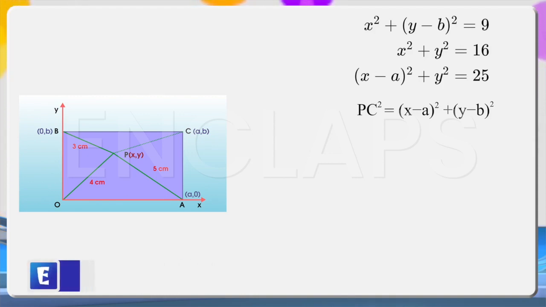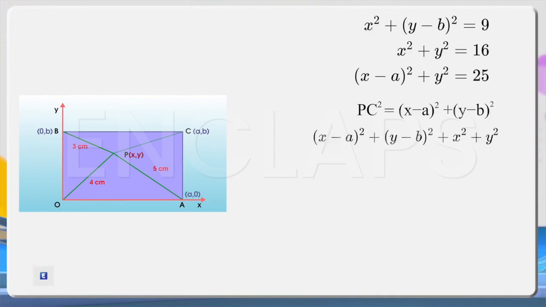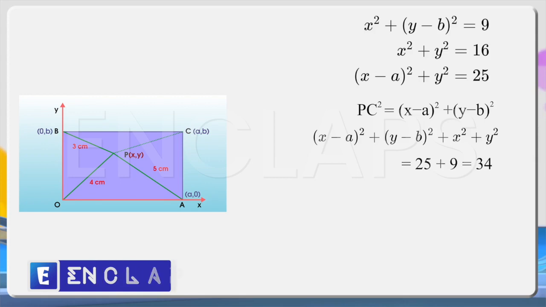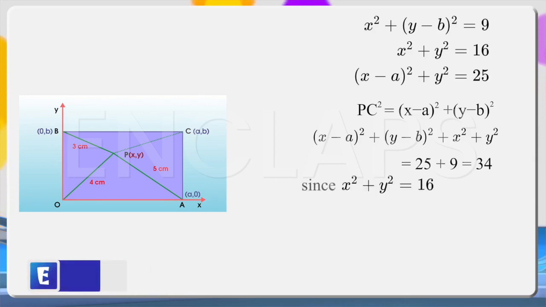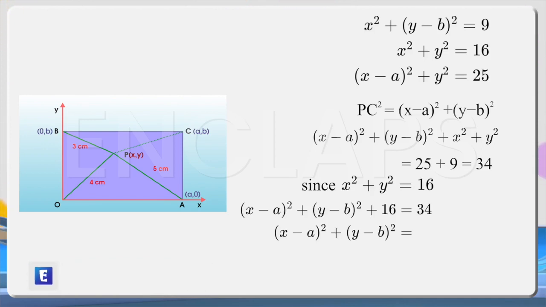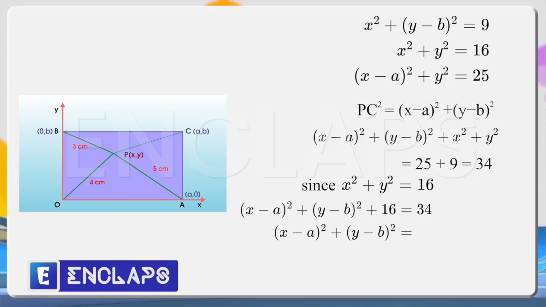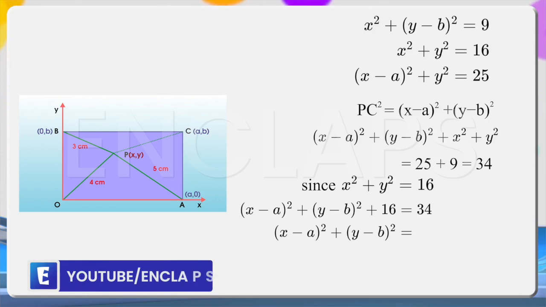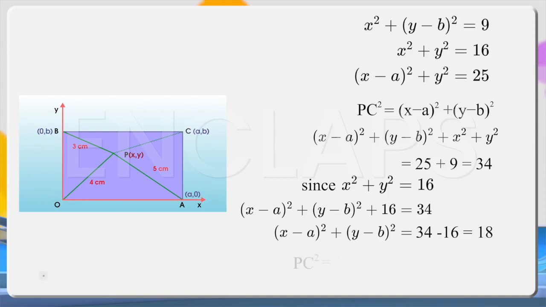How to find PC from the first three equations? To do this, add the first and third equations. (x minus a) the whole square plus (y minus b) the whole square plus x square plus y square equals 25 plus 9, which is 34. Since x square plus y square equals 16, (x minus a) the whole square plus (y minus b) the whole square plus 16 equals 34. So (x minus a) the whole square plus (y minus b) the whole square equals 34 minus 16, equals 18.